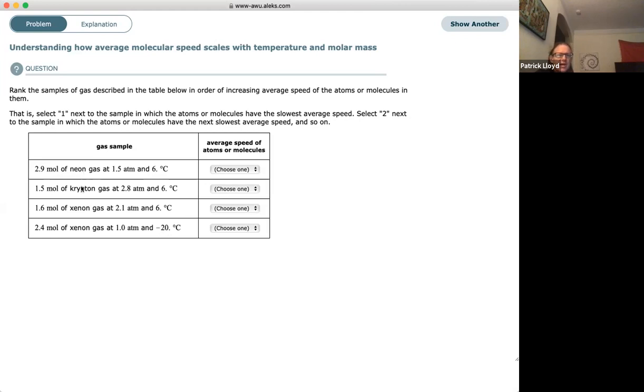So you've got neon, krypton, and xenon. Those are the 2nd, 3rd, and 4th noble gases. Xenon is the 5th noble gas, in the 6th row, I guess. The first 3 are at 6 degrees C, and then the last one, xenon, is at negative 20. So let me show you this one. I'm just going to go through and calculate it for you.